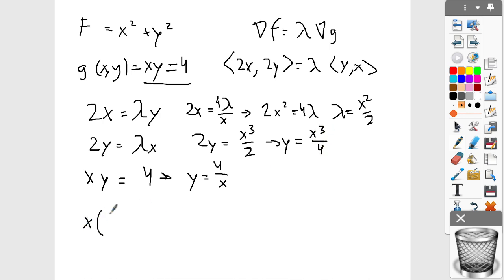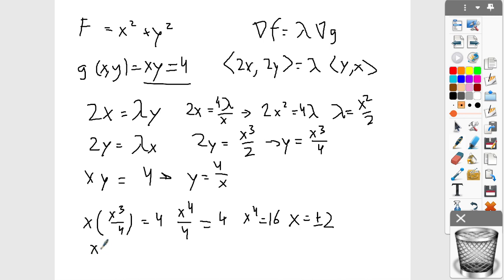So x times x cubed over 4 equals 4. So x to the 4th over 4 is equal to 4. x to the 4th is 16. So x is plus or minus 2. Now when x is 2, then what is y? Well, 2y is equal to 4, so y is equal to 2. And when x is negative 2, what is y? You get y equal to negative 2. And those are your answers.